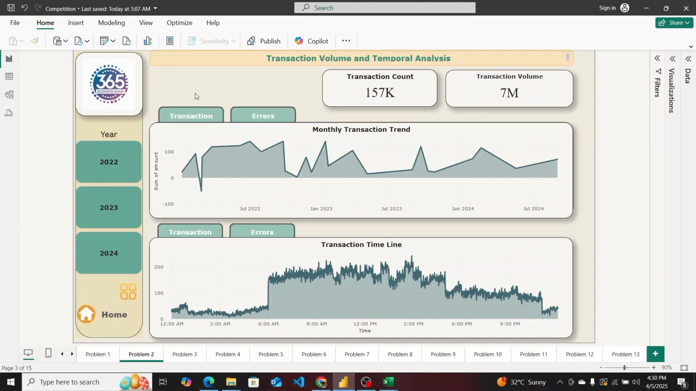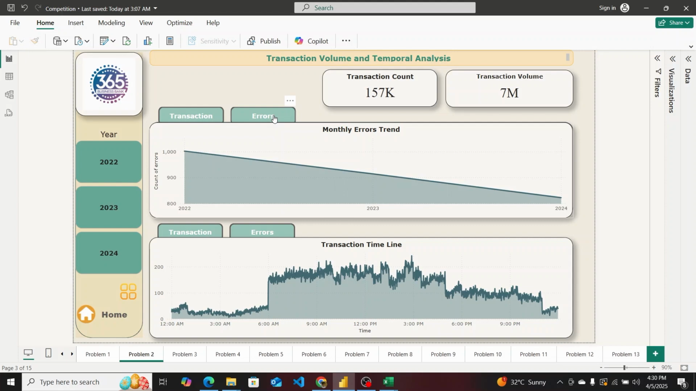So this is problem two, which is transaction volume and temporal analysis. This is the transaction count, which is 157,000, and this is the transaction volume, which is 7 million. So this is the trend, the day wise trend of transactions. This is the timeline of transactions. Let's jump to the errors. This is the timeline of errors. We can see that from 2022 to 2024 the count of errors reduces.